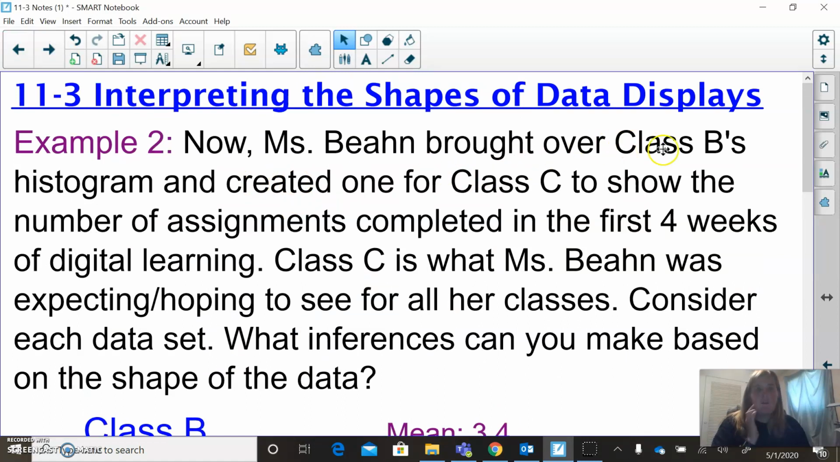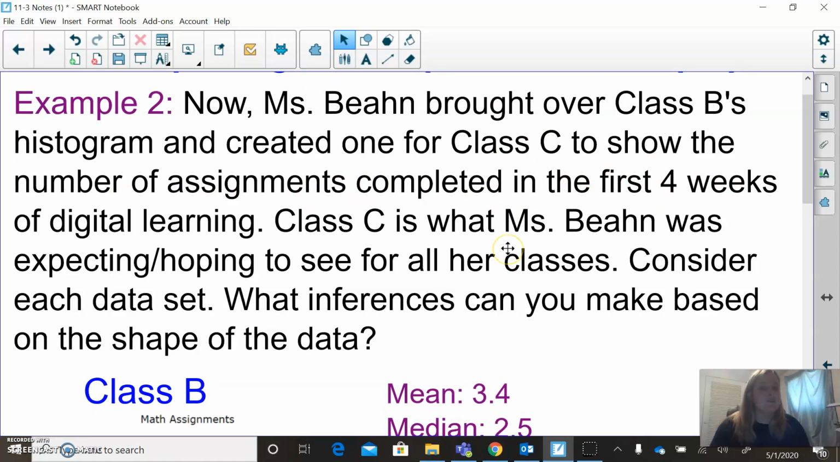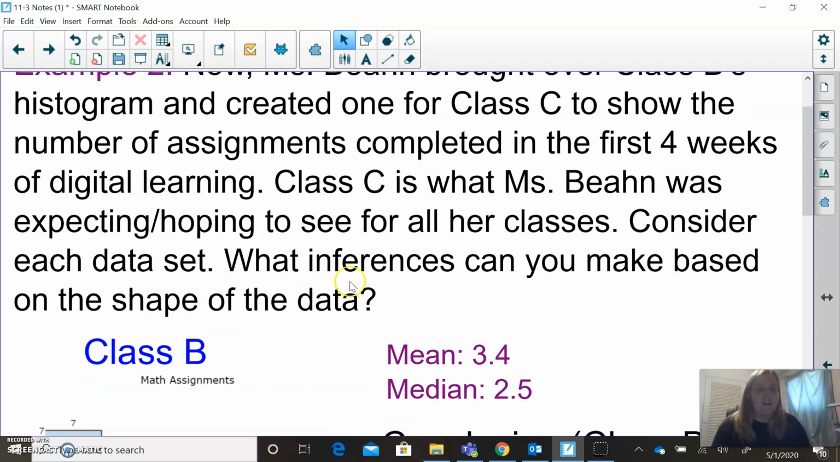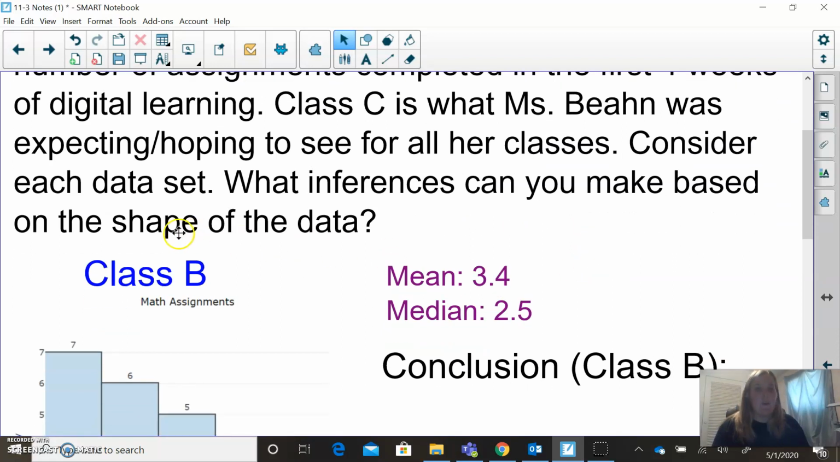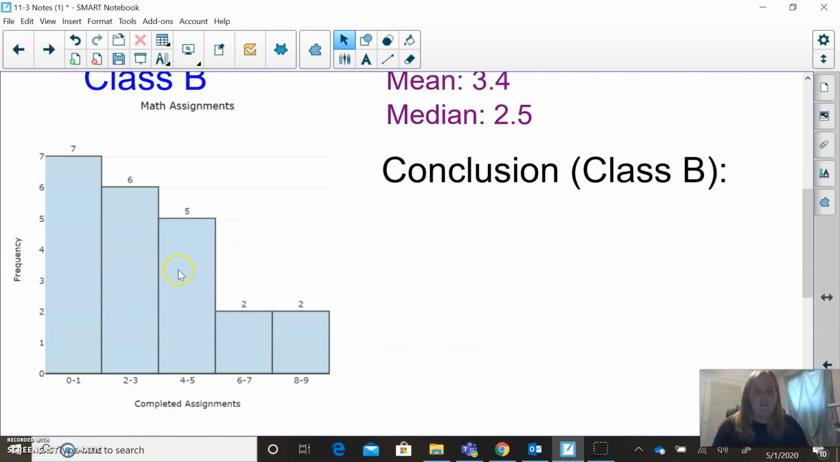Now Ms. Bean brought over Class B's histogram and created one for Class C to show the number of assignments completed in the first 4 weeks of digital learning. Class C is what Ms. Bean was expecting. This is what I was hoping to see from all of my classes. But consider each data set. What inferences can you make based on the shape of the graph?